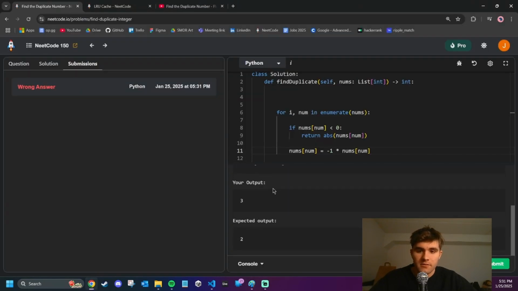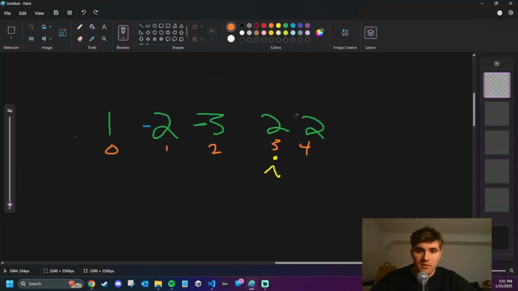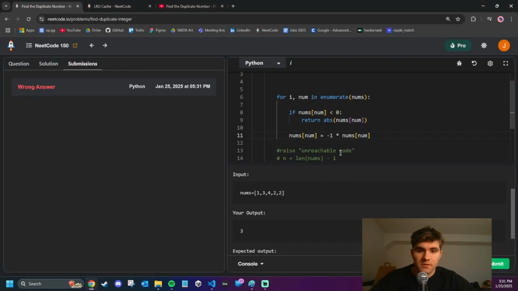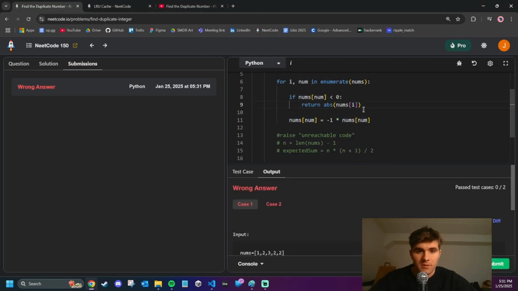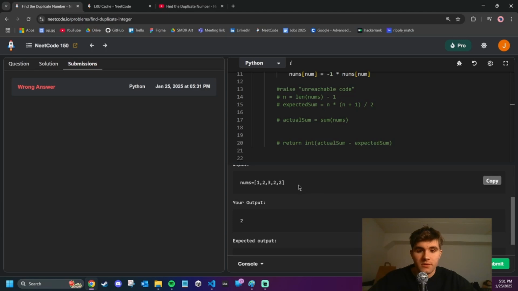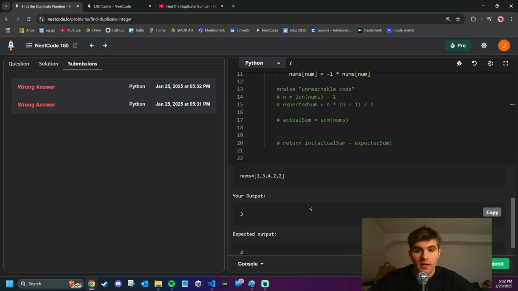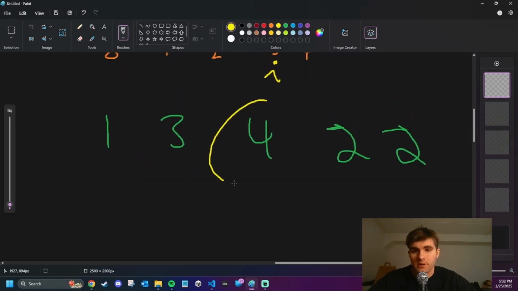So what did I return? 3. Am I supposed to return nums of I maybe? Yeah, I'm supposed to return nums of I. No, I'm not. Okay, so let's see what test case it was, and let's trace it. Oh, sorry, submit. So it's 1, 3, 4, 2, 2. Okay, so we'll just iterate through it like that.